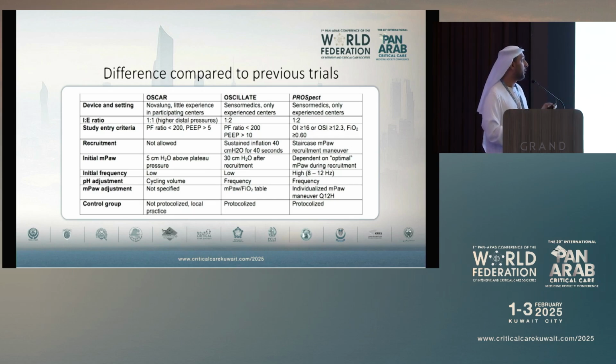The other thing is they use one size fits all. They did not personalize the mean airway pressure. In the oscillate trial, they put everyone at 30 centimeter mean airway pressure after recruitment, and on this, they did 5 centimeter above. Of course, this high pressure will cause more hemodynamic instability, which has been seen in the oscillate trial, plus bad outcome. What we are going to do here is optimal mean airway pressure.